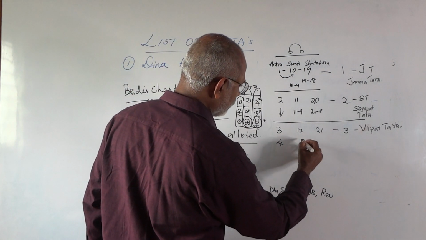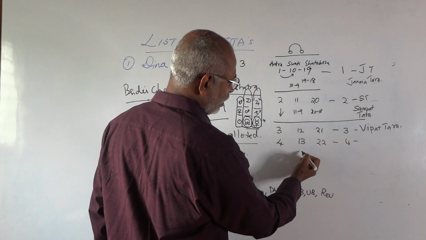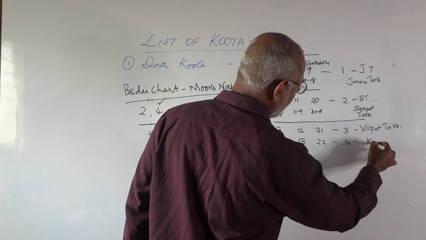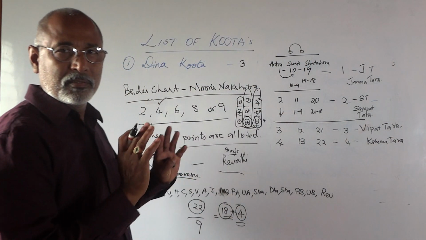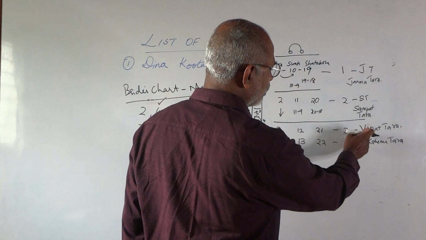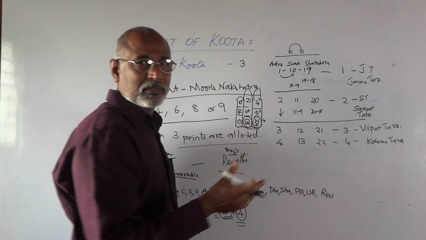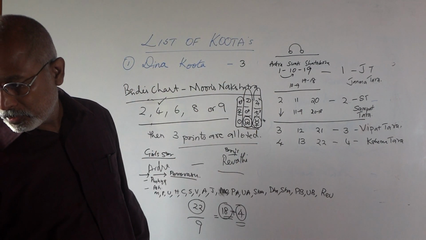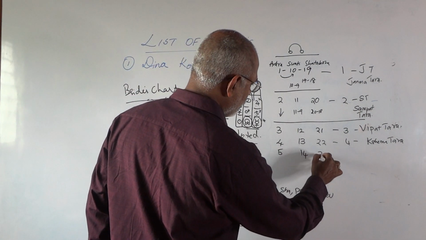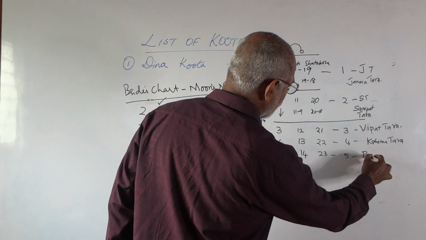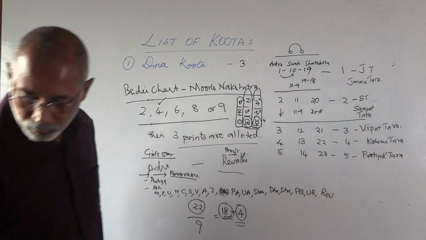So 4, 13, 22. You get 4. That is 13 minus 9, 22 minus 18. So this is Kshema Tara. Vipat means going through tragedies, going through difficulties. Sampath means wealth. Kshema means happiness, prosperity. Number 5 is Pratyak Tara.